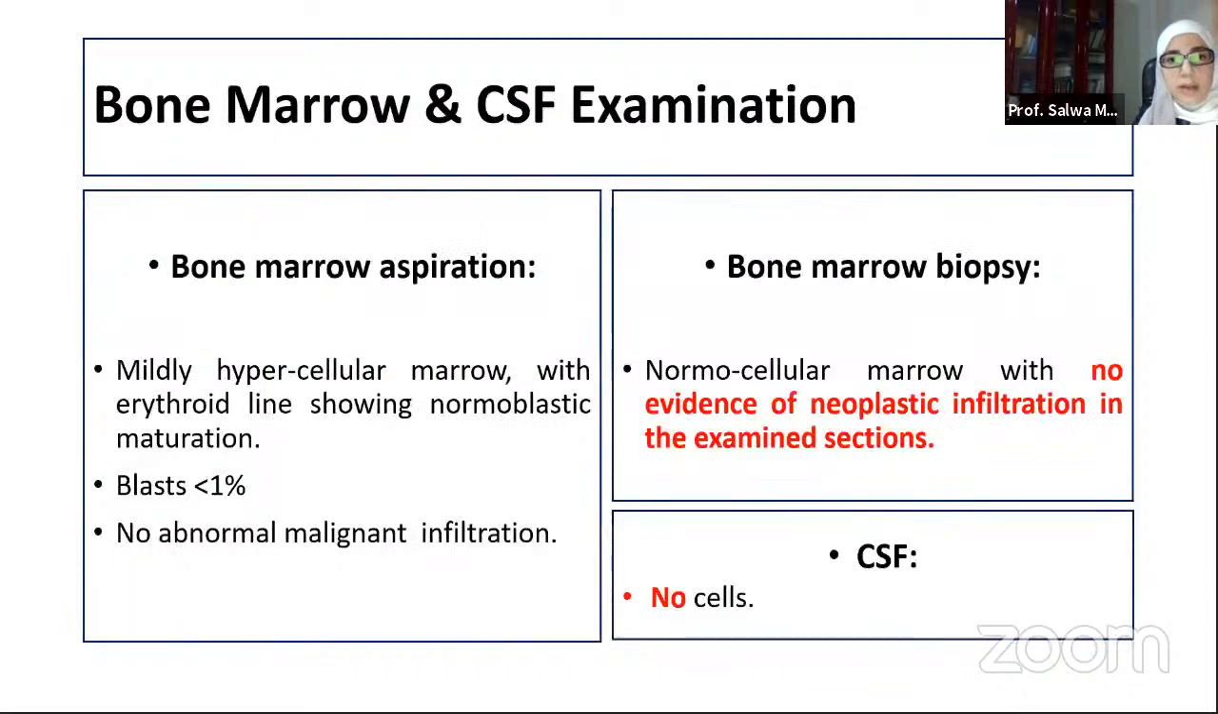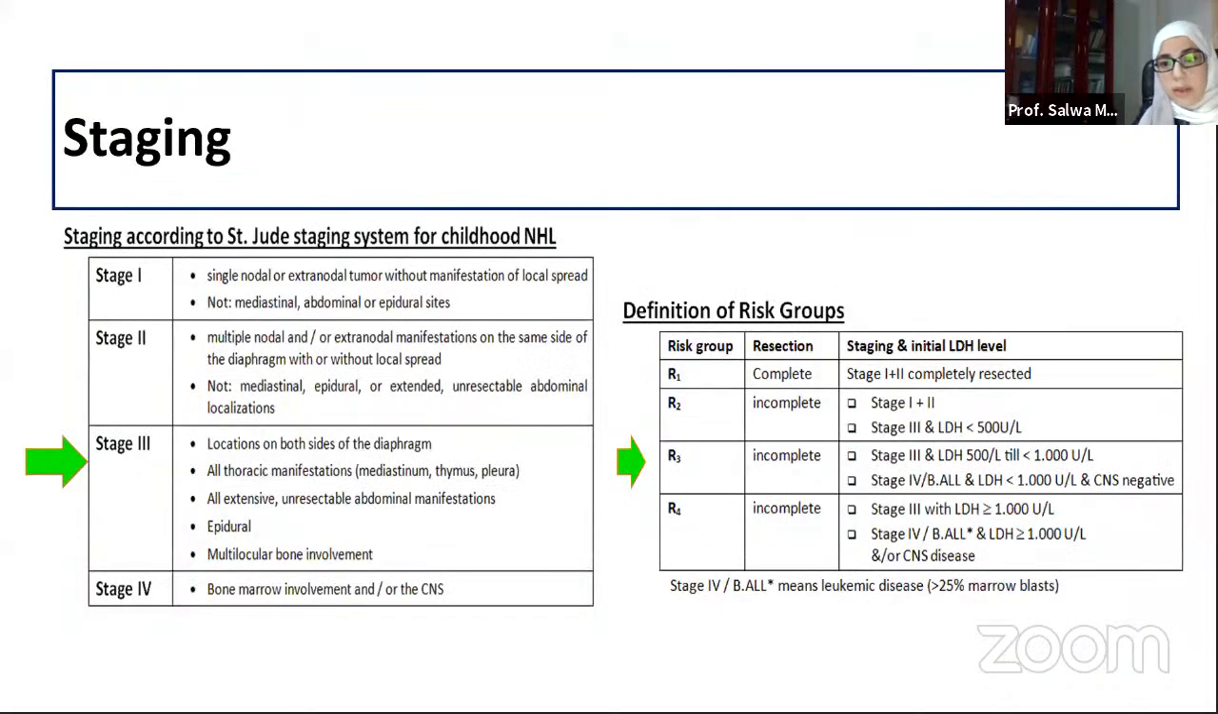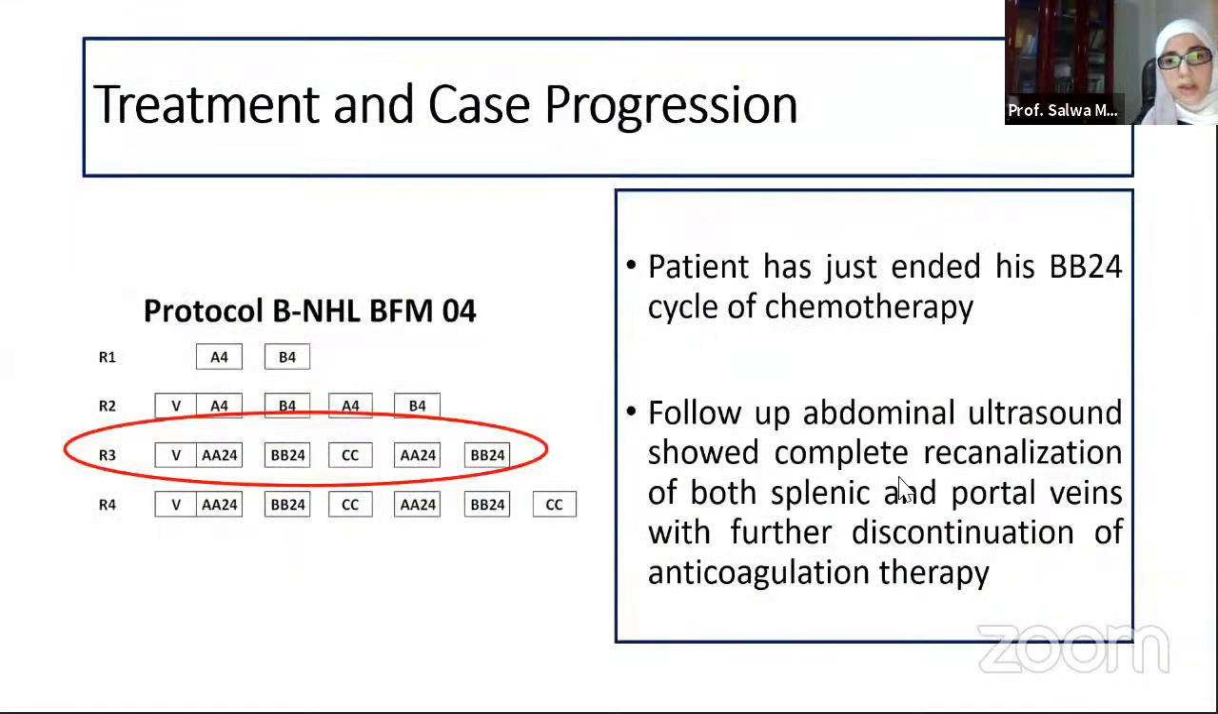He did bone marrow and CSF, again free of any infiltration. He was staged as stage 3 according to the BFM risk classification. He is R3 and started his BFM protocol of therapy. He just ended his second chemotherapy, and a follow-up abdominal ultrasound showed recanalization of both the splenic and portal vessels, and he discontinued his anticoagulation therapy safely.